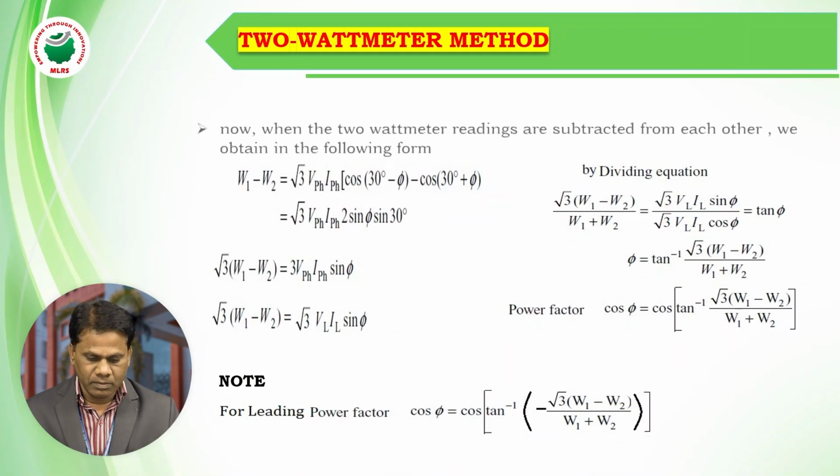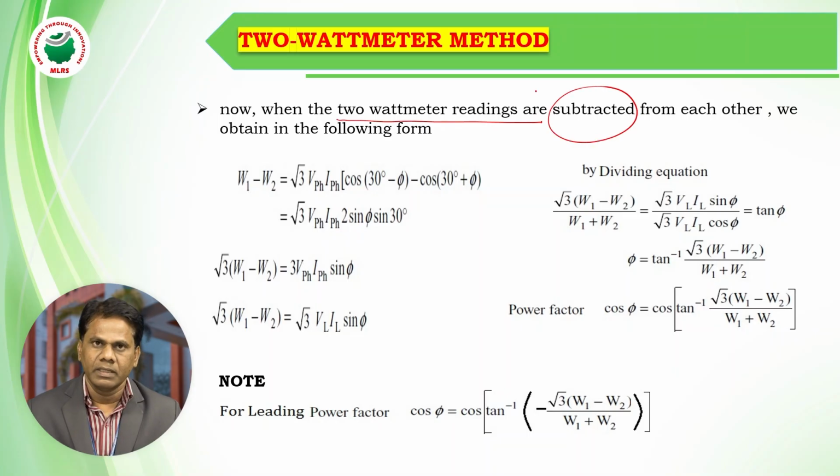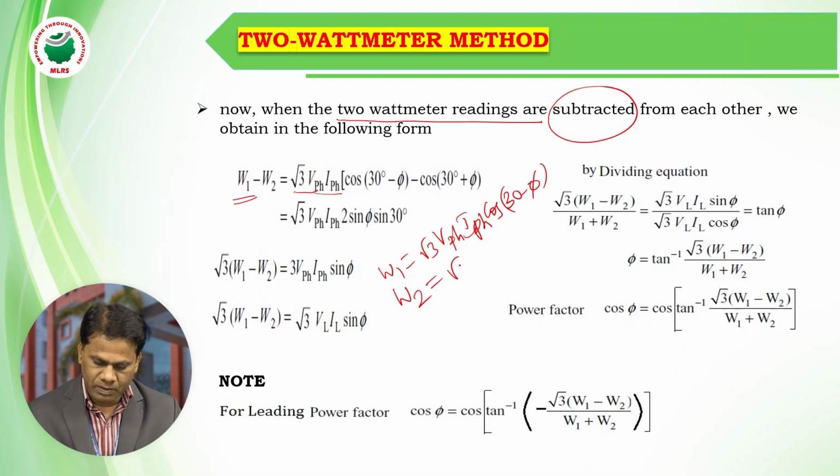Next, we will see what happens if we subtract the two wattmeter readings, W1 minus W2. We know that W1 is root 3 V phase I phase cos(30 minus 5), whereas the reading of W2 is root 3 times V phase I phase cos at an angle of 30 plus 5.